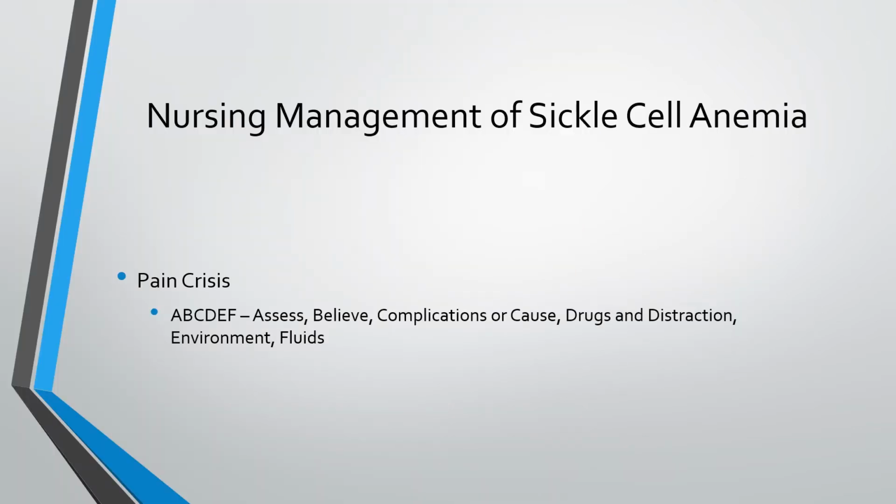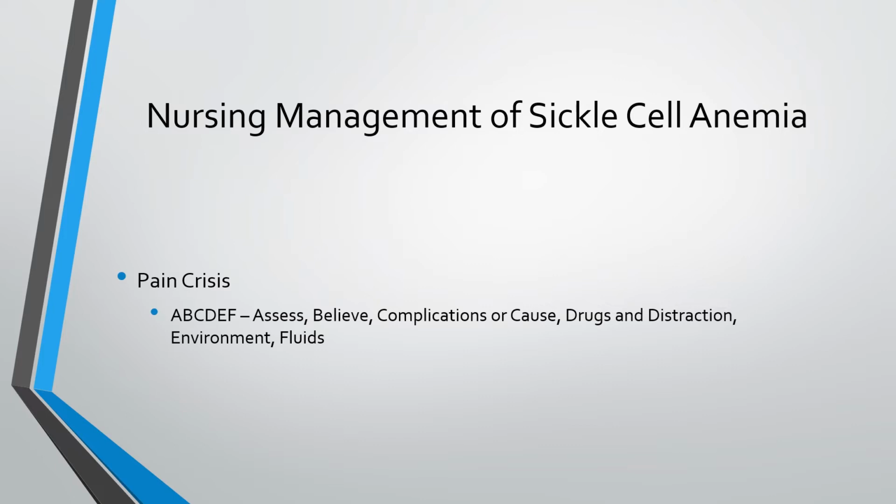So nursing management: hydration, oxygenation, and pain relief. If they do have a pain crisis, we want to make sure we are assessing. We can use that A, B, C, D, E, F mnemonic there. So we want to make sure we are assessing using a pain scale and being consistent with that scale that's being used. We want to believe what is reported.